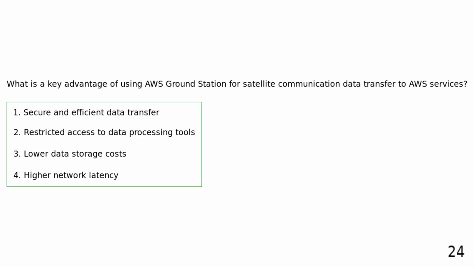What is a key advantage of using AWS Ground Station for satellite communication data transfer to AWS services? Secure and efficient data transfer. Restricted access to data processing tools. Lower data storage costs. Higher network latency.